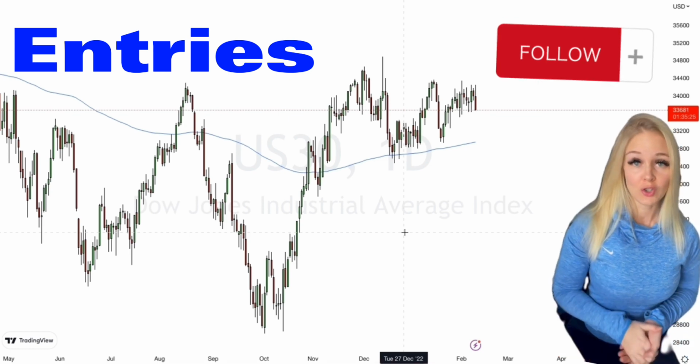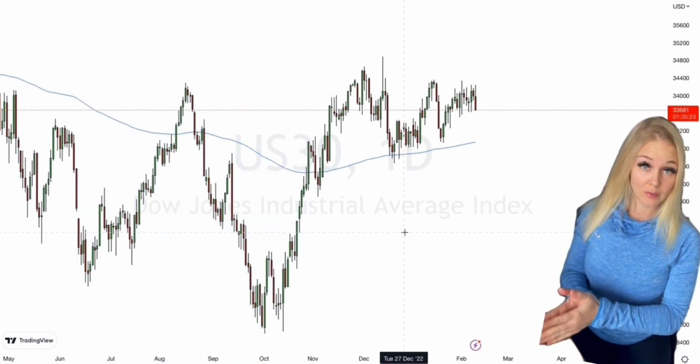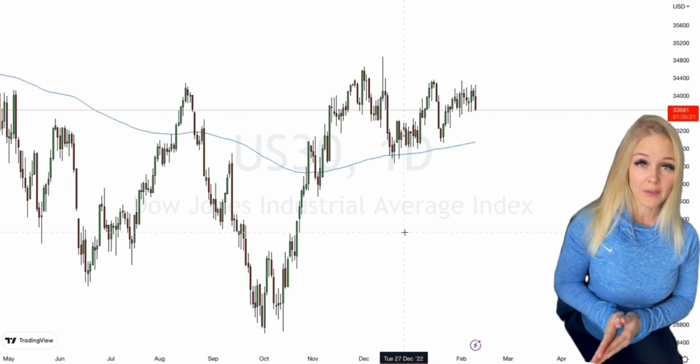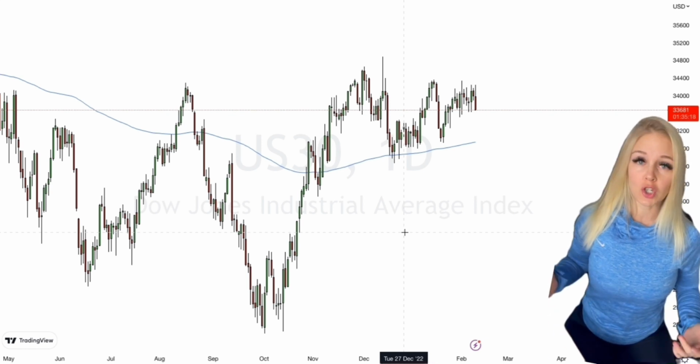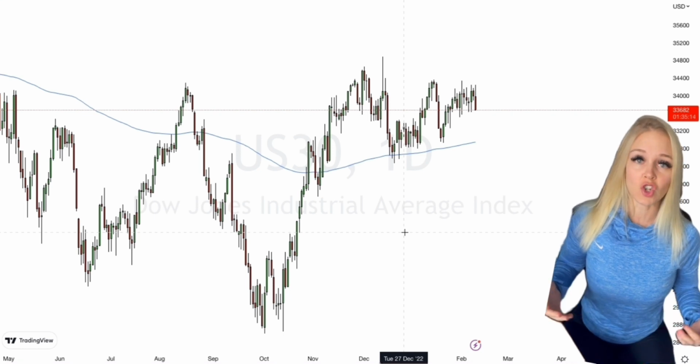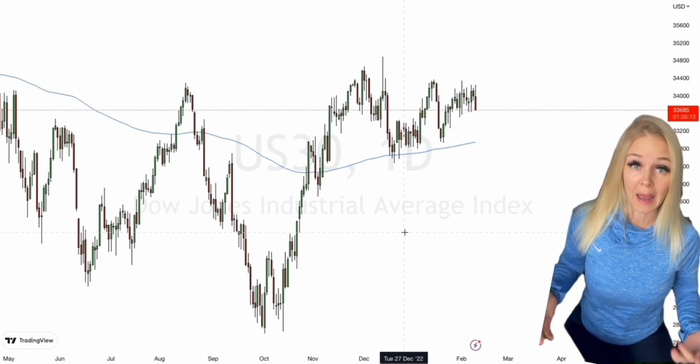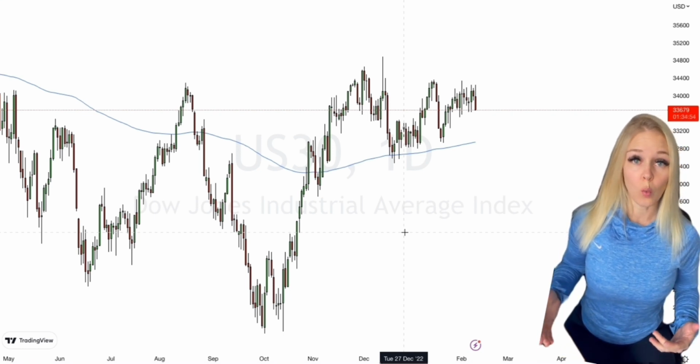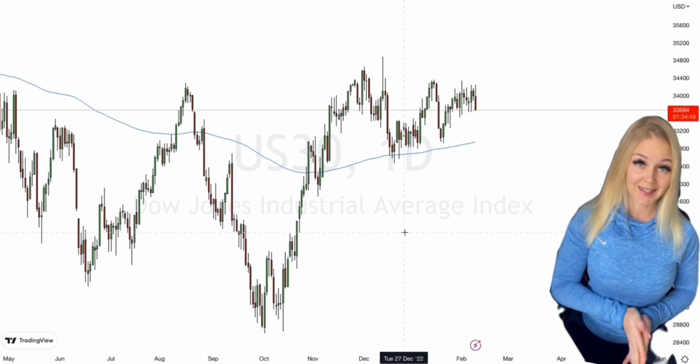I'm going to use US 30 as the example in this video. This is not a pair that I generally trade, but I wanted to use a pair that I wasn't used to so I can prove and show you guys how strong and powerful it is just to use one or two technical tools. Let's get stuck into it.